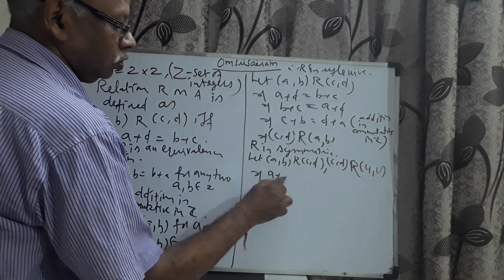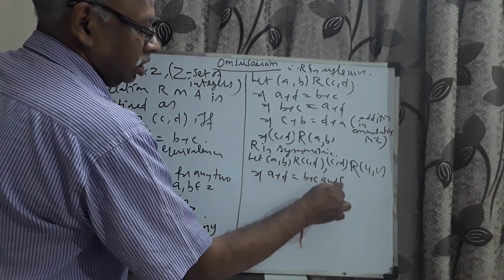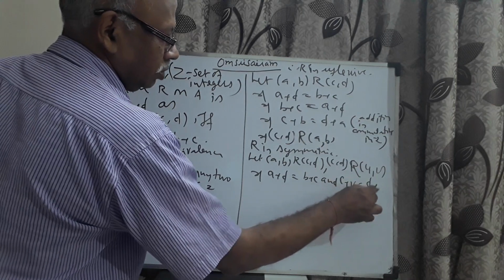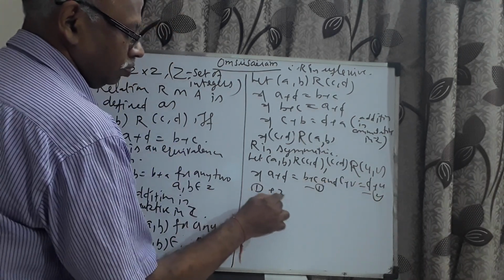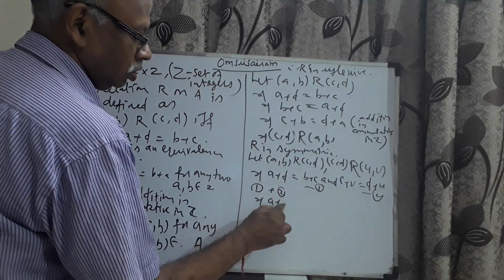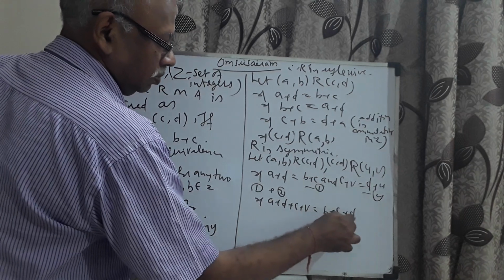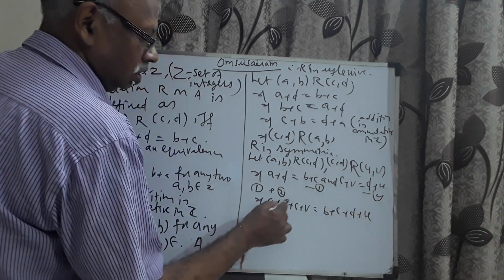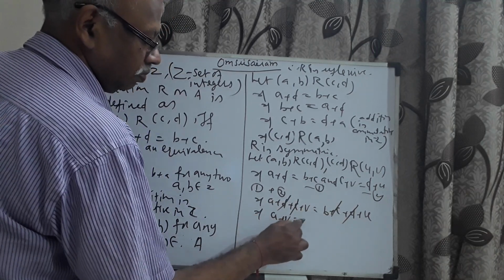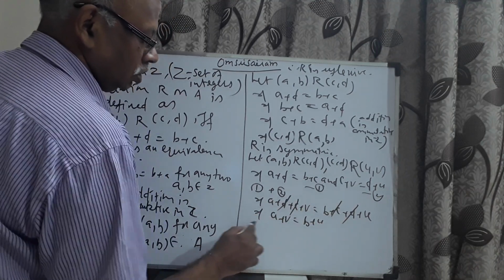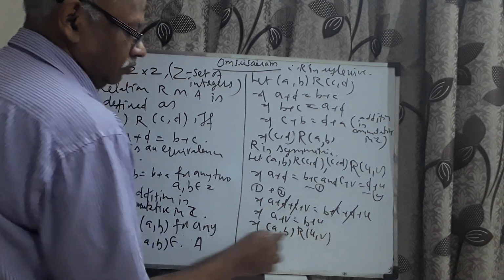Now, (a, b) R (c, d) and (c, d) R (e, f), which will imply a plus d is equal to b plus c and c plus f is equal to d plus e. You just name them as 1 and 2. 1 plus 2 will imply a plus d plus c plus f is equal to b plus c plus d plus e. Here c gets cancelled, d gets cancelled, which will imply a plus f is equal to b plus e, which implies (a, b) R (e, f).